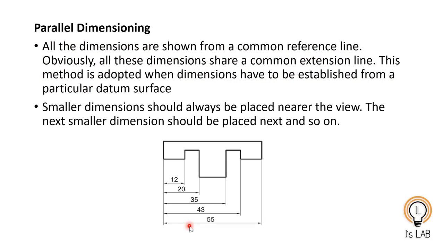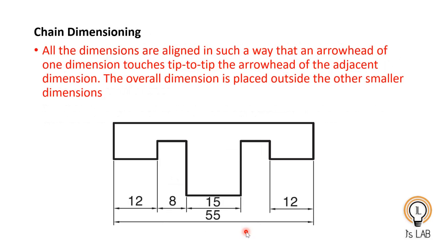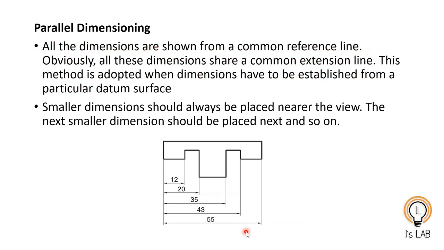There is one more thing called parallel dimensioning. You can see here the same thing is represented like this. This is 12, this is 20, 35, 43, 55. The dimension lines are parallel to each other and it starts from the first point here. This is called the datum. So from a datum, all the dimensions are described. That is called parallel dimensioning. So you should know the difference from chain dimensioning. There the arrowhead to arrowhead will have a tip to tip contact, but here all the dimension lines are parallel and it will have a datum as well to represent all the dimensions.